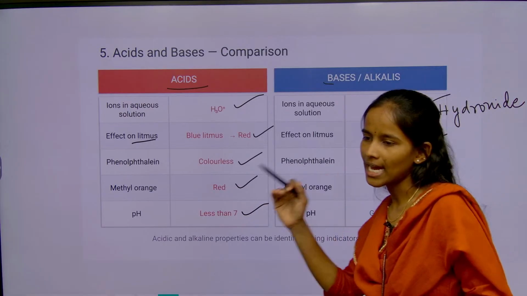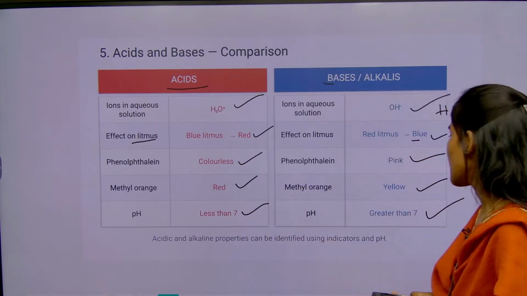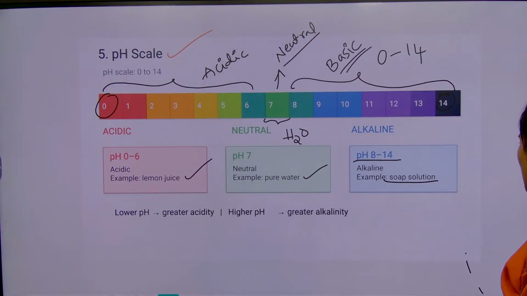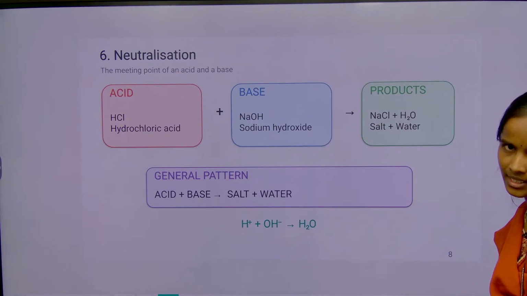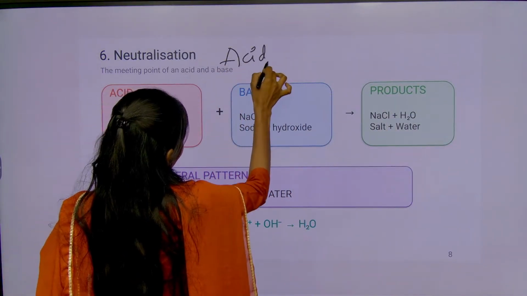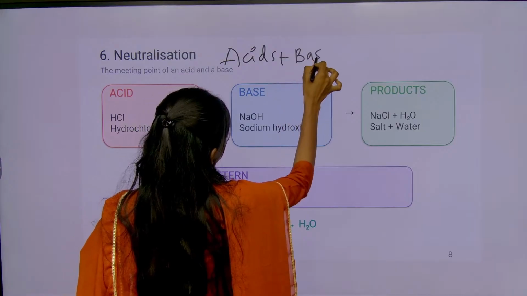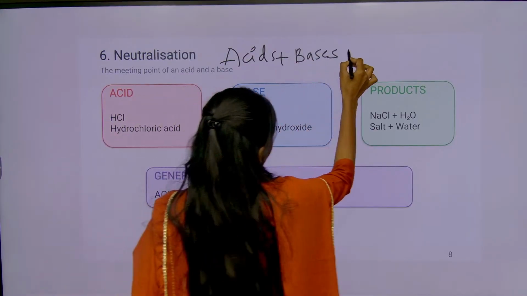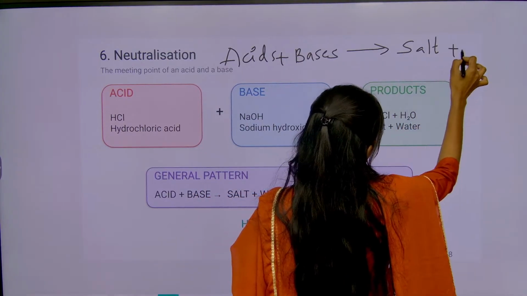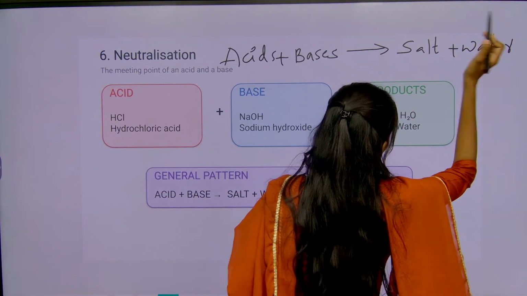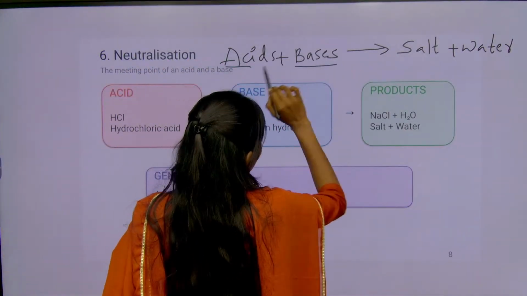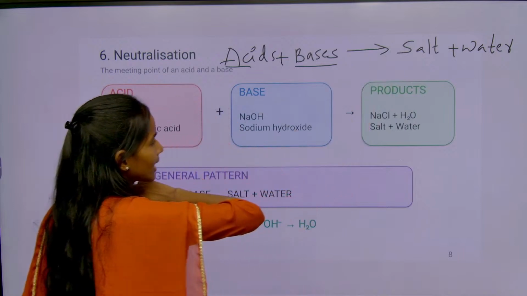This is all about acids and their chemical properties. Now we will see what will happen if acids react with bases. Generally acids will react with bases and it results in the formation of salt and water. Acids on reacting with the bases result in the formation of salt and water.